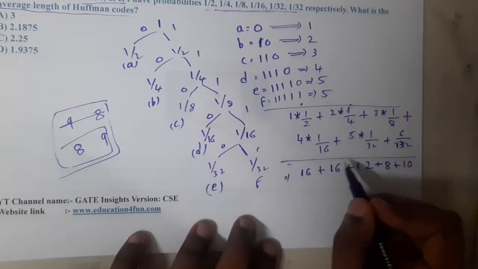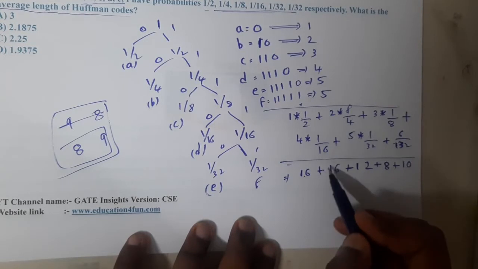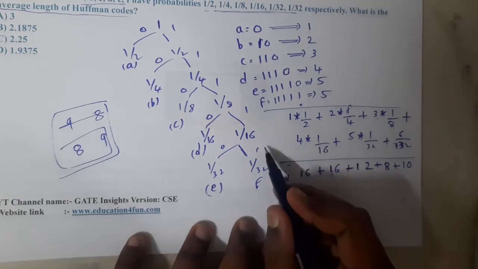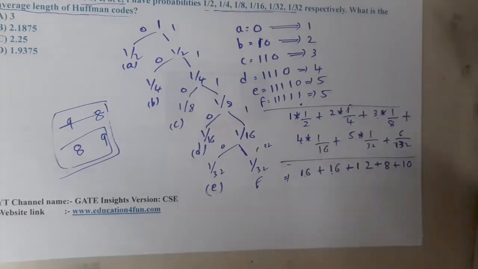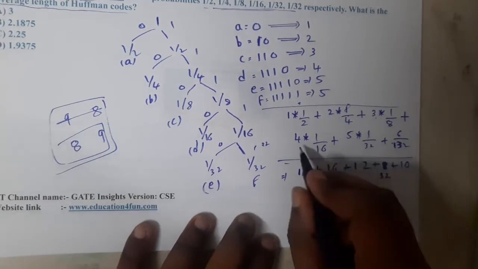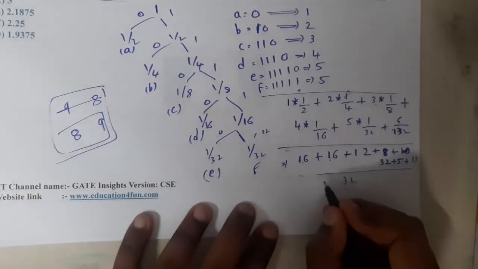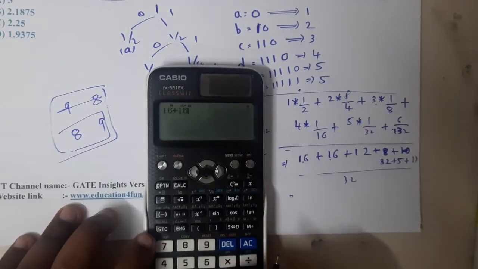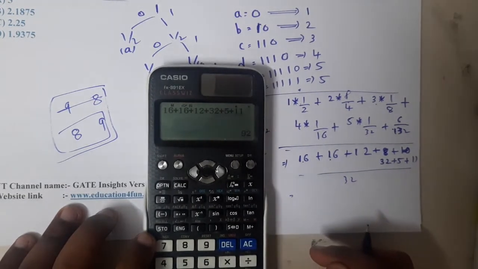Anyway, let us continue. Just a second, guys. For this it will be 16. For this it will be 16. For this, 8 fours are 32, so 4 threes are 12. For this, 32 by 4 will be 8, so 8 into 4 is 32. So here you will get 32. Similarly, here you are having 5 and plus 11. So the whole is divided by 32. If you add it all up, let me take the calculator: 16 plus 12 plus 32 plus 5 plus 11. The answer is 92.